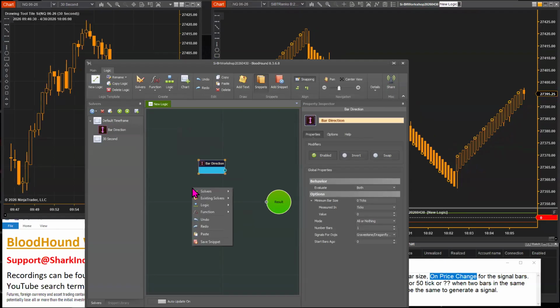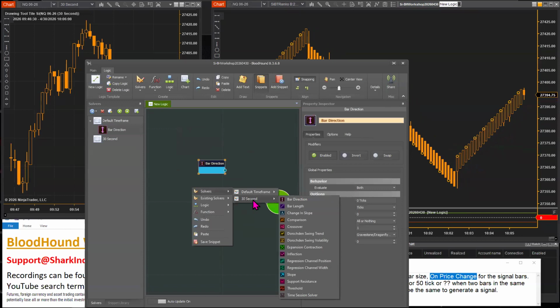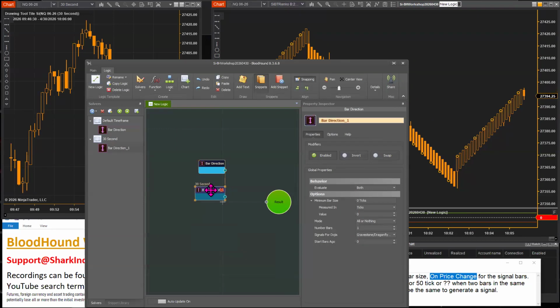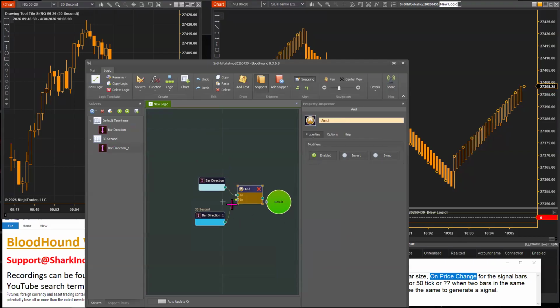And then I'm going to right click again, go back to solvers, and then go to the 30-second time frame and add a bar direction there. And there we go. And we can see solvers on any secondary time frame, right? It'll be labeled there on top of the solver. And so now let's just group them together with an AND node.